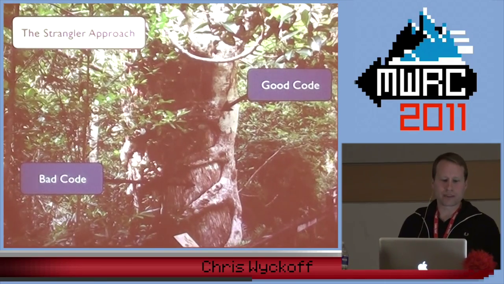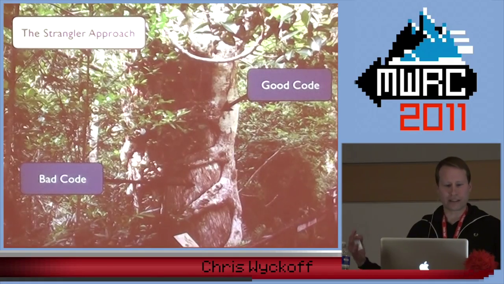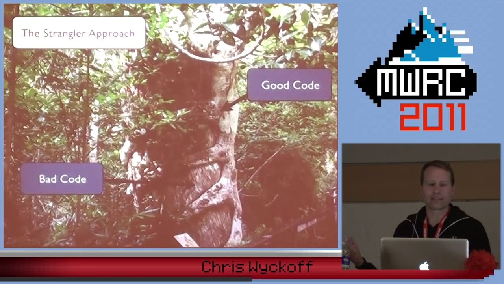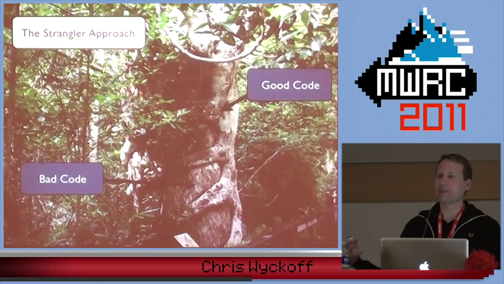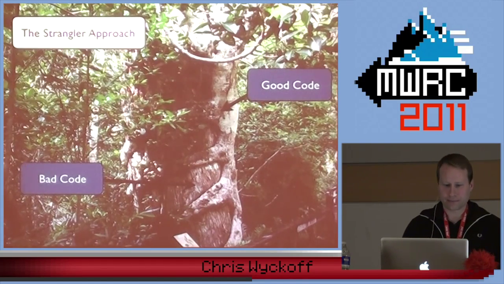Think of it this way. Think of a vine, like this strangler fig, growing up around a tree, gradually killing it until eventually the only thing left alive is the vine, roughly in the shape of the original tree. So with the strangler approach, you don't really fix up existing code.